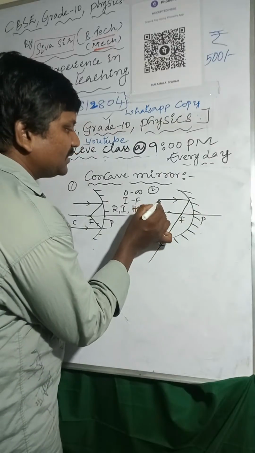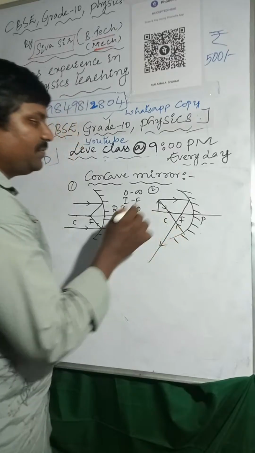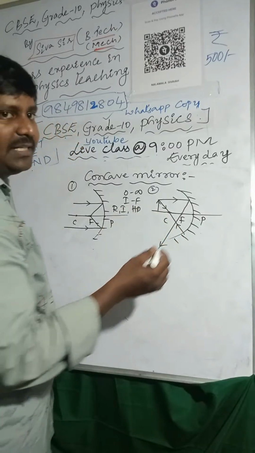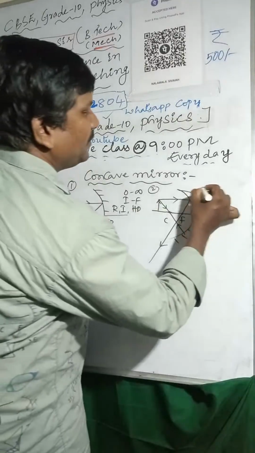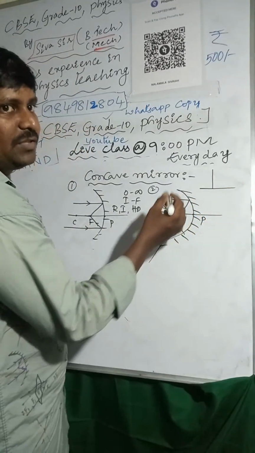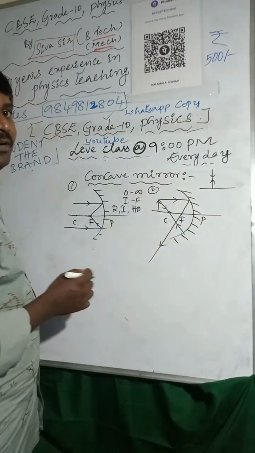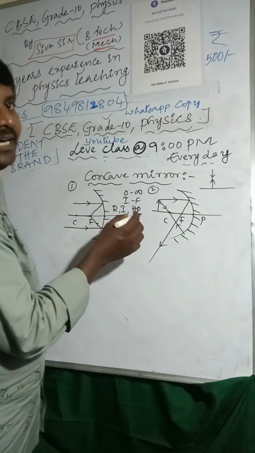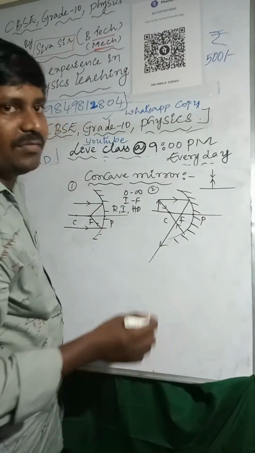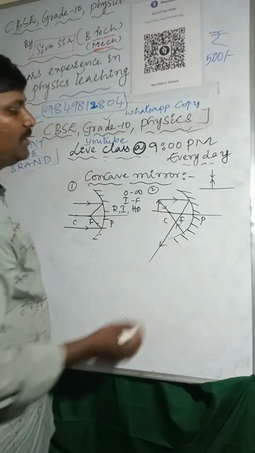Another light ray passes through the center of curvature. As we know, if the light is passing along the normal, what happens? It will reflect back into the same medium. Here also, if the light ray passes through the center of curvature, it reflects back along the same path.